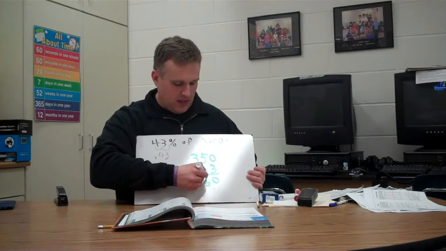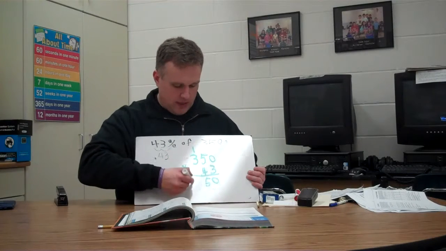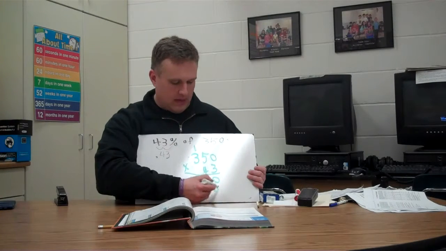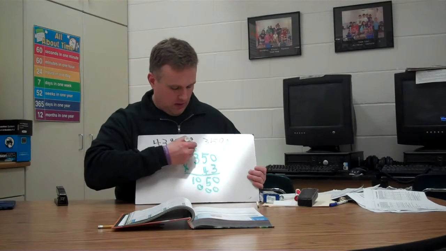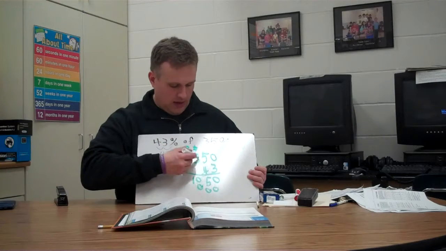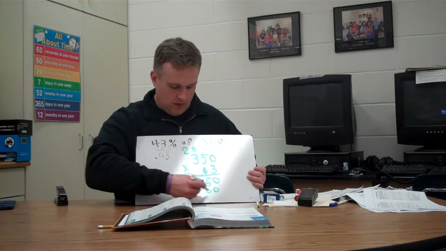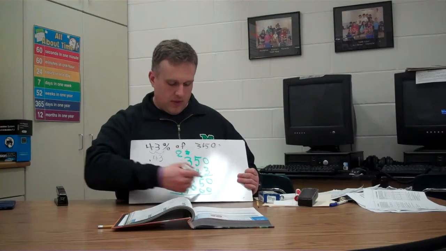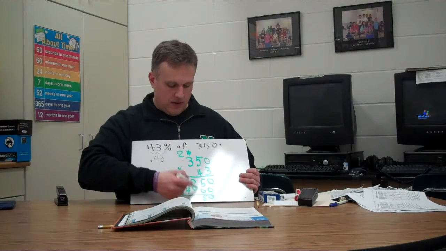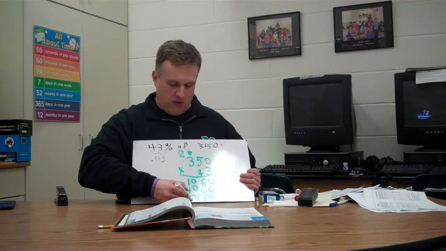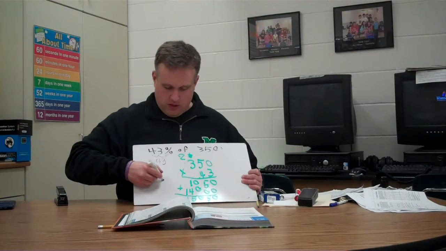Okay? 3 times 0 is 0. 3 times 5 is 15. Okay? Carry my 1. 3 times 3 is 9, plus 1 is 10. Bring down my 0. 4 times 0 is 0. 4 times 5 is 20. Carry my 2. And 4 times 3 is 12, plus 2 is 14. Okay, then I just do my addition. 0 plus 0 is 0. 5 plus 0 is 5. 0 plus 0 is 0. 1 plus 4 is 5. And then I have 1. So you can see it a little bit better.